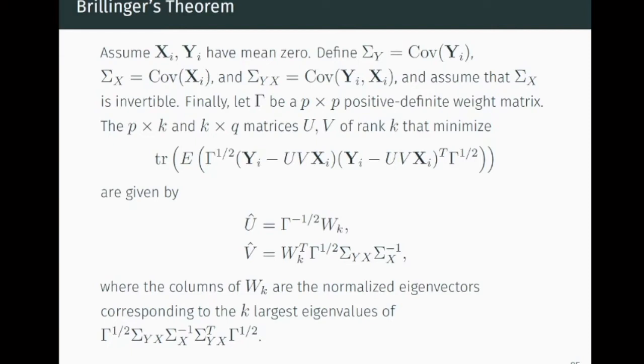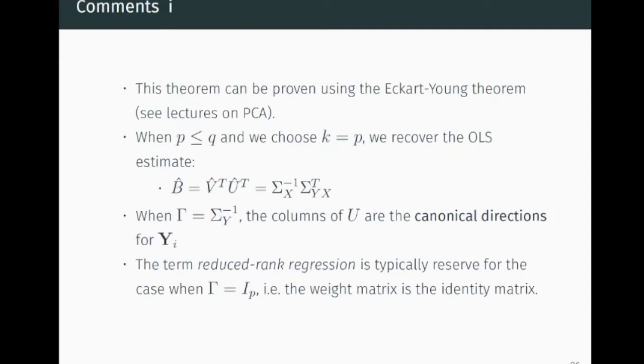And so we can see here how to minimize this criterion. We end up having to solve an eigenvalue problem or an eigendecomposition problem. And so this is at the population level, this is the main result that allows us to estimate the reduced rank regression model.